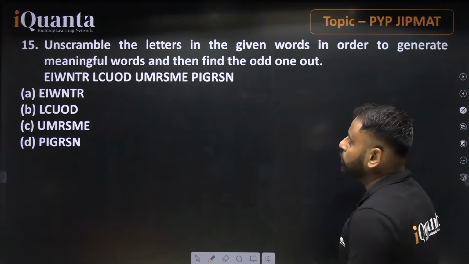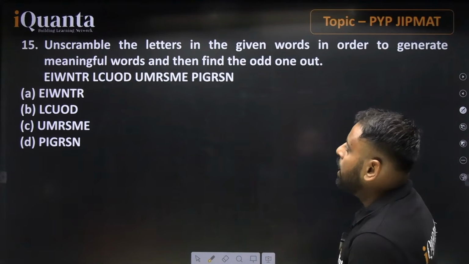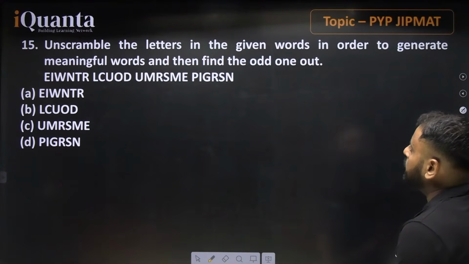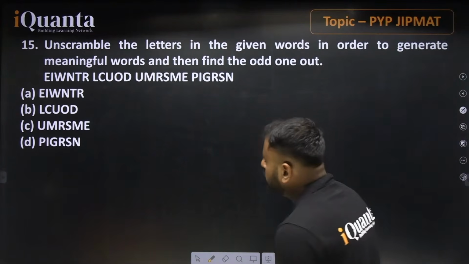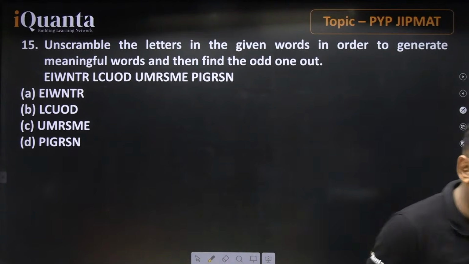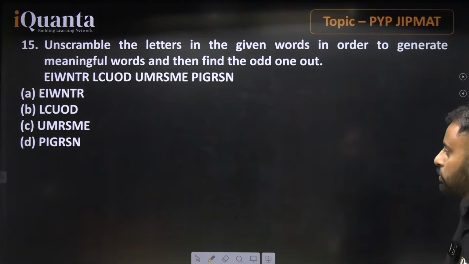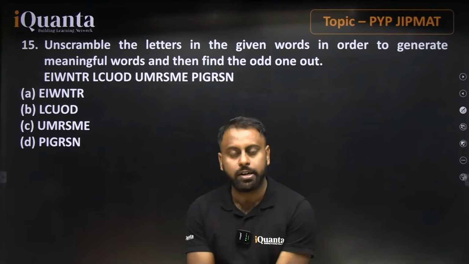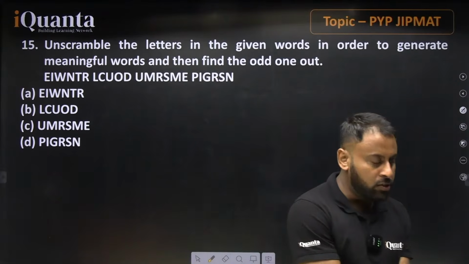Now let's move to this. Yes, again jumbled words. Unscramble the letters in the given words in order to generate meaningful words and then find the odd one out. So it's all up to you guys. Just check out what will be the right answer for this question. Expecting correct answers from you guys. Again the jumbled words, and I hope that this time you guys can decode this. Just let me know in the chat box.